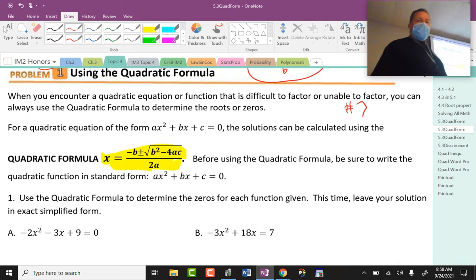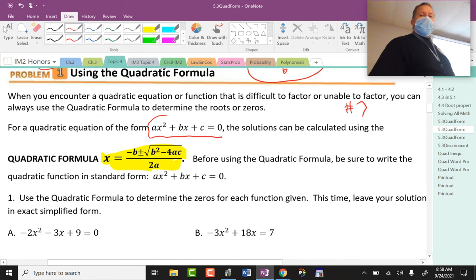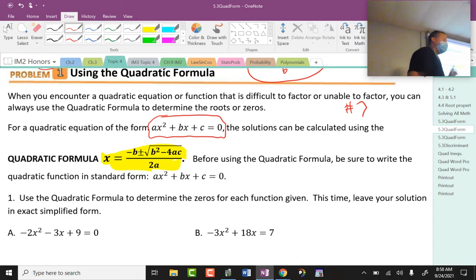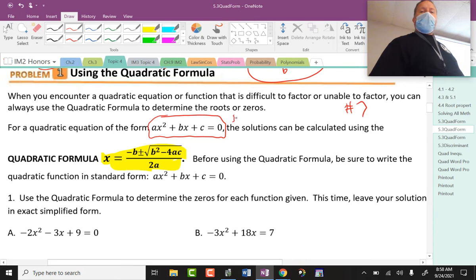Now, sadly, in a way, I would love to be able to prove how this actually happens. But what form is that? We should know that. 3, 2, 1, go. Standard. So you've got to be in standard form, so it's got to be equal to 0, and then ax squared + bx + c.